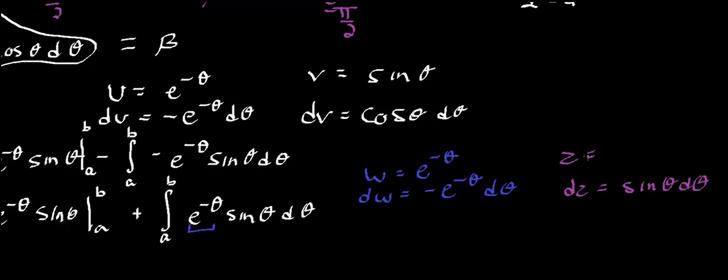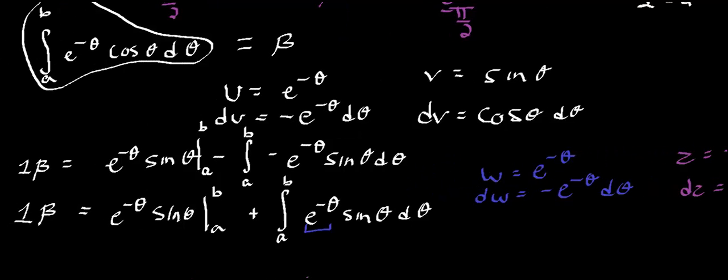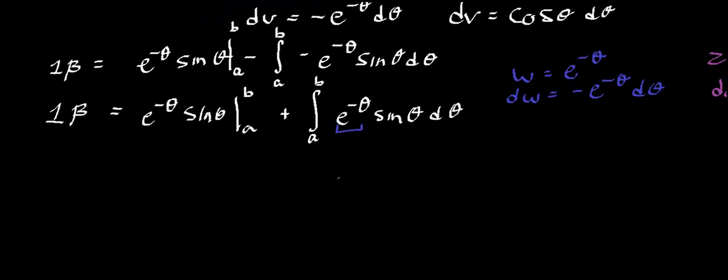What's the integral of sine of theta d theta? Well, the integral of sine of theta d theta is just negative cosine of theta. Okay, so let's use these substitutions. Okay, so let me first rewrite this first part again.